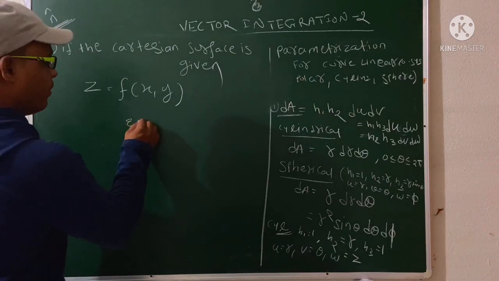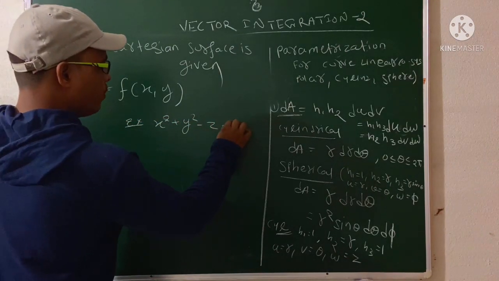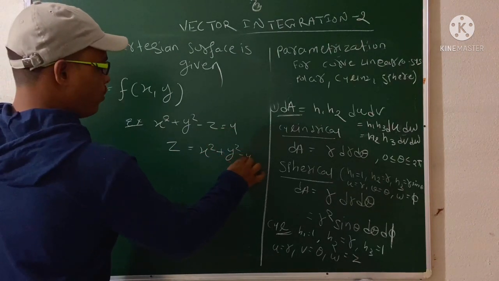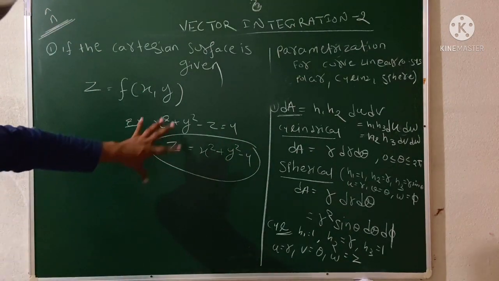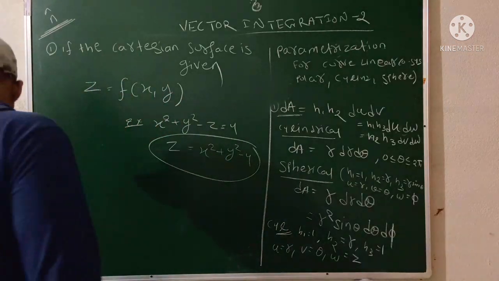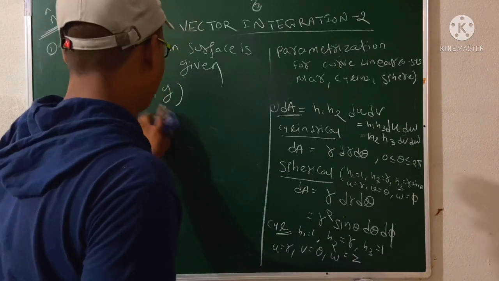That means one example I am giving you. If this is given x square plus y square minus z equal to 4, then what will be your z? Z will be x square plus y square minus 4. So make this surface, this is not a vector field, make the surface into this form. Z is a function of x, y. So make it to this form, so z will be f of x, y.